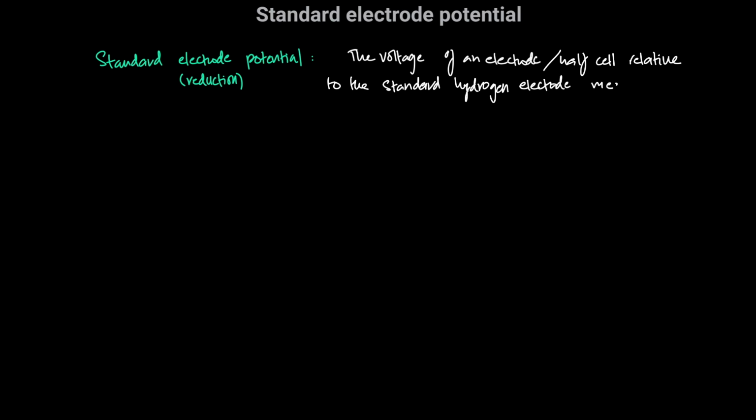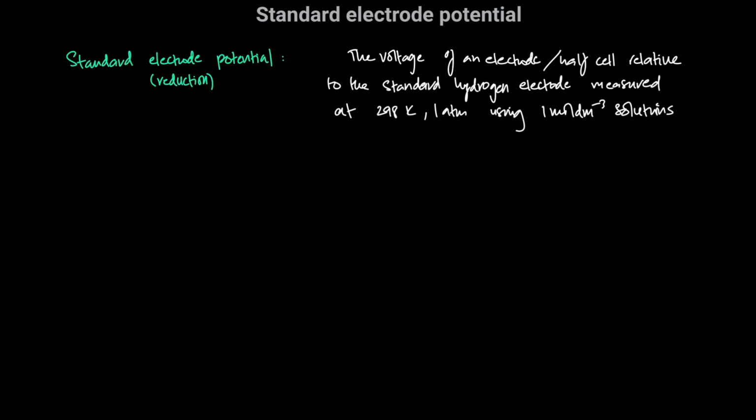And this is measured at 298 Kelvin, 1 atmospheric pressure, using 1 mole per dm cube solutions. The symbol that we use for the standard electrode potential or the standard reduction potential is E naught.